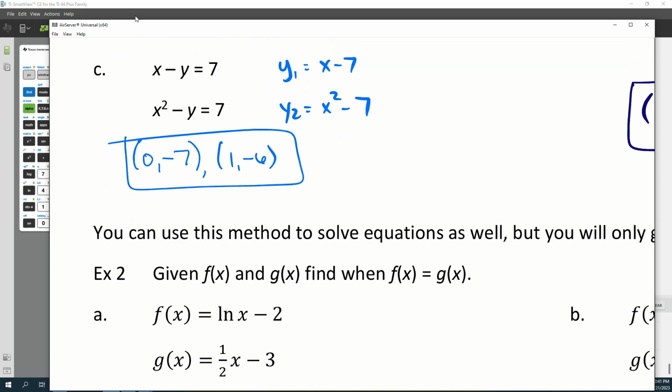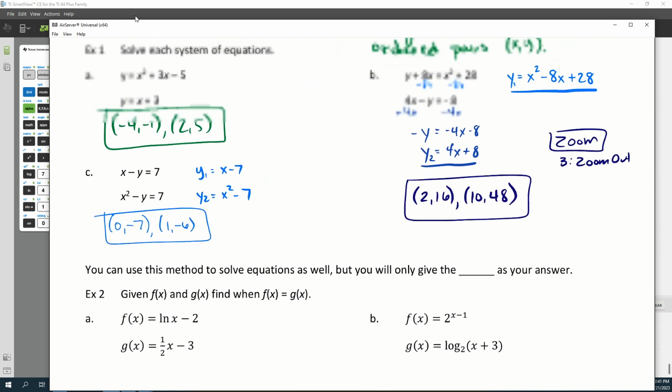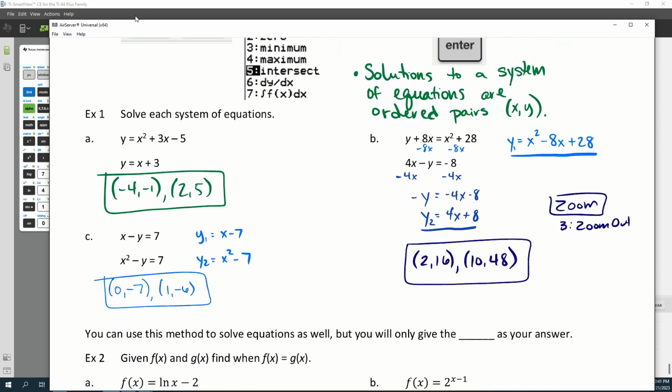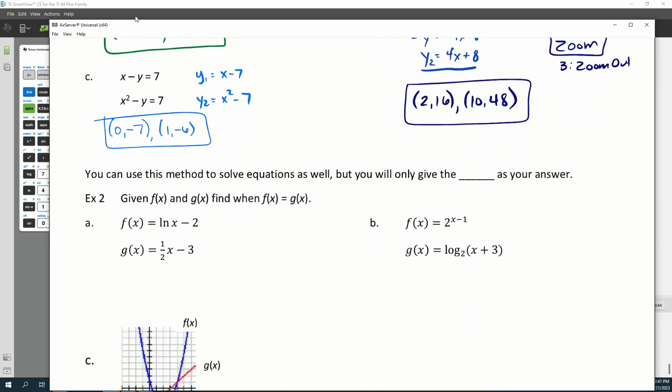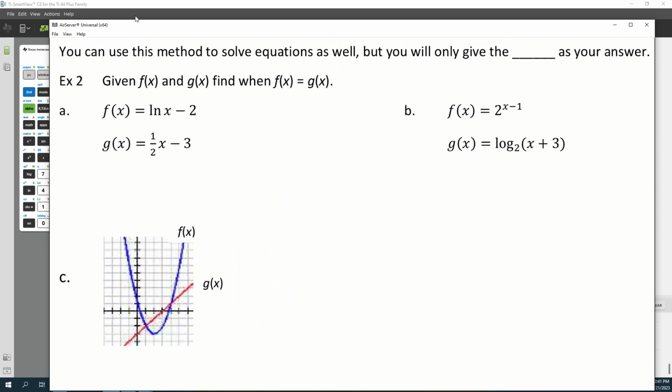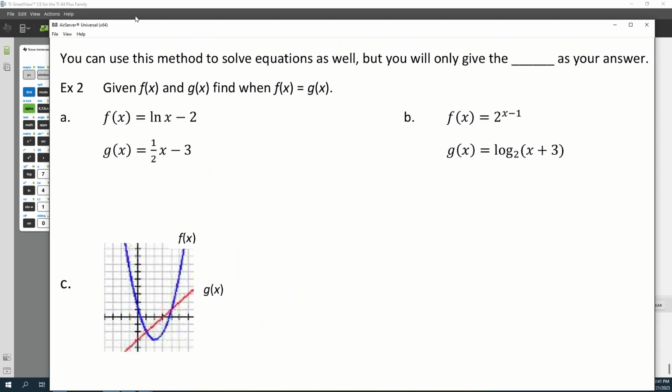All right. What questions do you guys have on solving systems of equations by graphing? All right, we're going to do one other thing today. The directions are a little different. On these, it's going to say something like these directions where you're given two functions and you want to find where they're equal. So we're going to do the same exact steps, but we're only going to give the x as our answer. So the answer is only the x. It's not the x and the y. And I'll show you why.